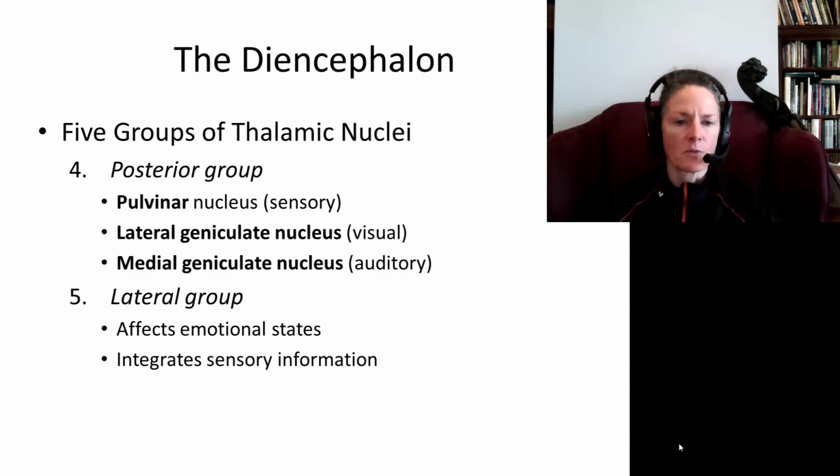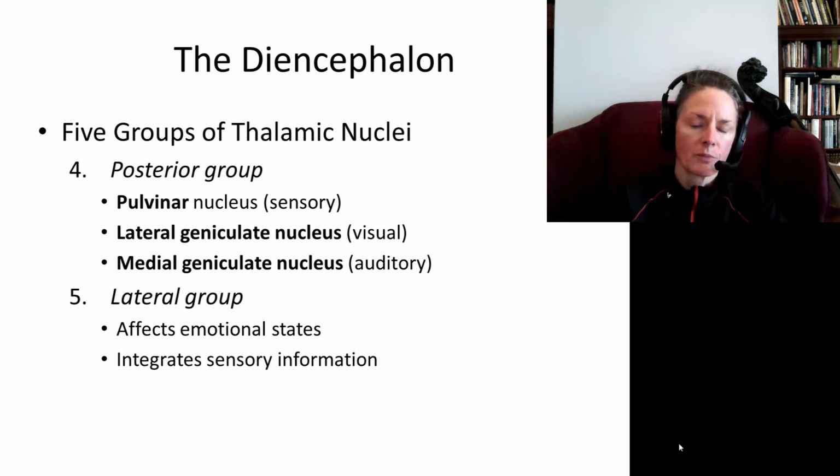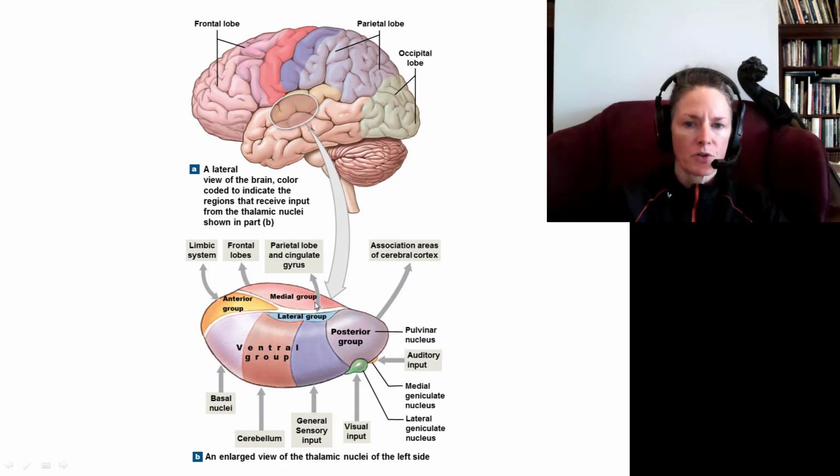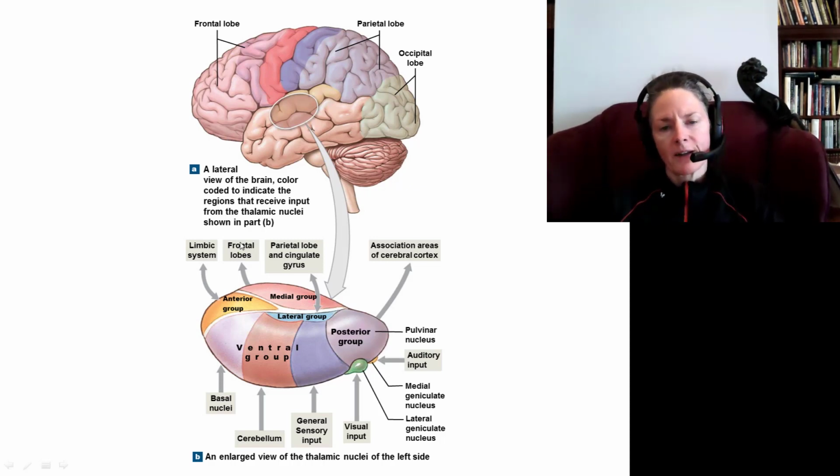Finally, we're going to have the lateral group, which will also affect emotional states and help to integrate sensory information. So if we look at the structure here, this is one of the thalamic halves. Here we have our anterior group, which is going to be highly connected with the limbic system. We're going to have the medial group, which is going to relay information about emotional states to the frontal lobe here. And frontal lobes, as we'll find out later, are going to be very important for decision making.